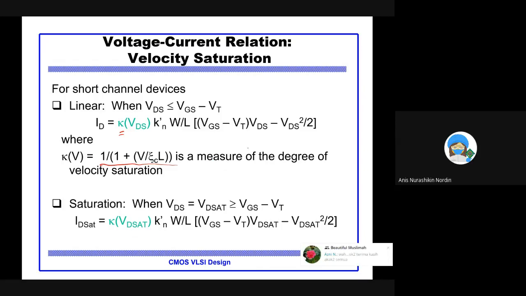Kn dash W over L, (VGS minus VT) VDS minus VDS squared. This is normal for a long channel. But because this is a short channel with velocity saturation, we add the green term, this kappa and VDS. So what you need to know now is that there's an additional saturation term in VDS. Like I mentioned, you do not need to memorize this, but you need to know what velocity saturation causes.